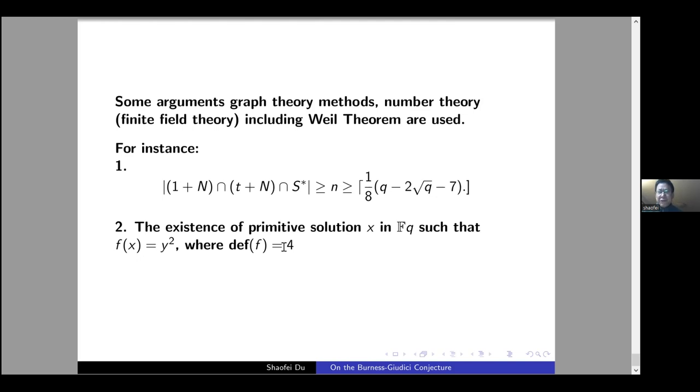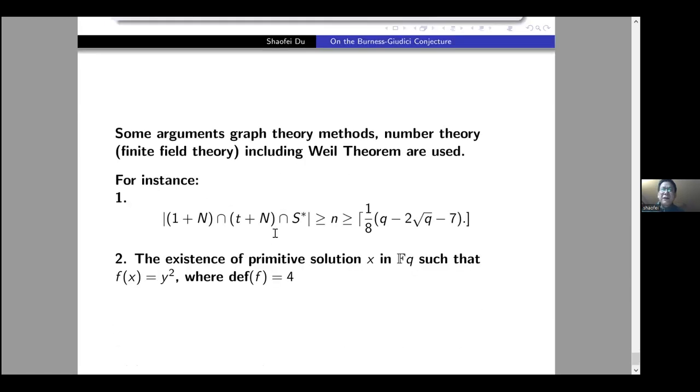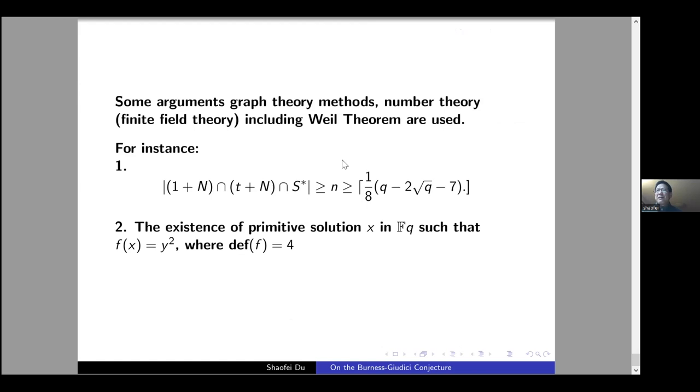For example, we also use this result on the existence of a primitive solution. So x is a primitive element in the finite field F_q, such that x is a solution for this equation, where the polynomial f(x) has degree four. We have such a new result. This was done by Dragan, Claudia, and myself. When we worked on another problem, the Hamilton cycle problem, we proved such a result, and then we can use it in our paper. So this is the main part.